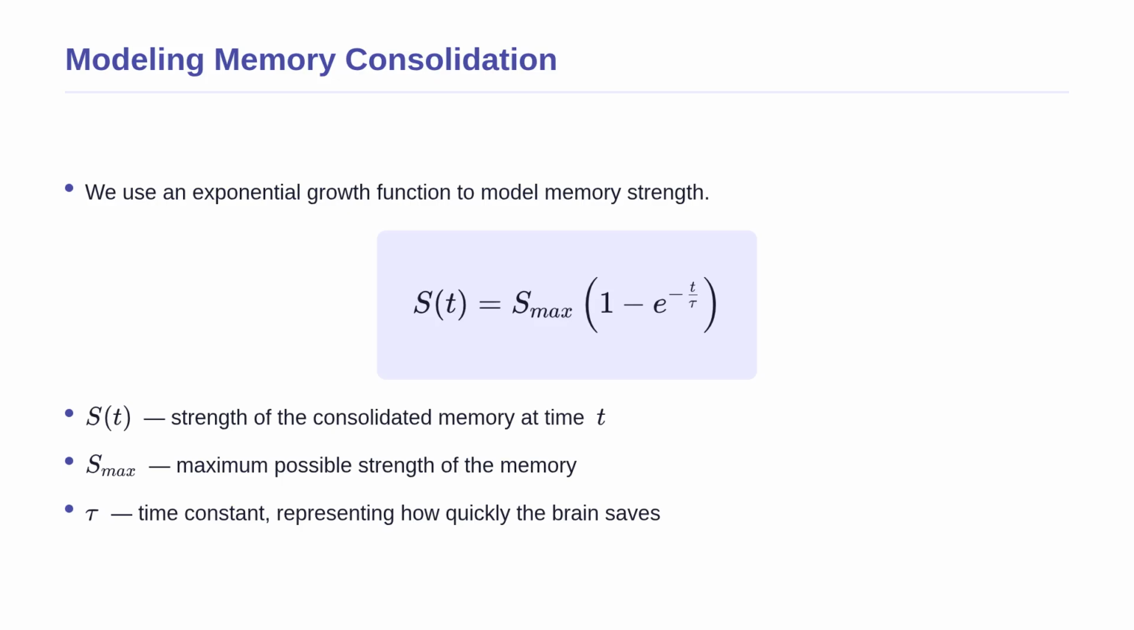S_max is the maximum possible strength once fully consolidated. The symbol tau is the time constant, which tells us how quickly the brain is saving the memory. If you sleep well, tau is small, and memory grows quickly. If you are sleep deprived, tau increases, meaning it takes much longer to consolidate the same information.